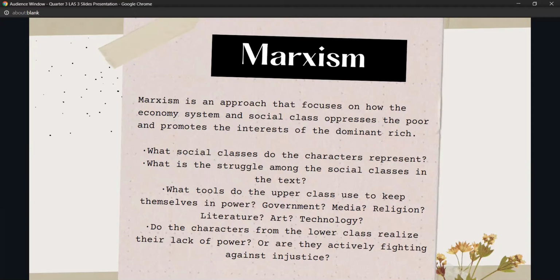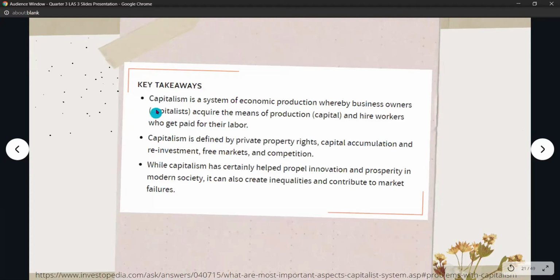Let's pick one guide question. Let's choose this third. What tools do the upper class use to keep themselves in power? Government, media, religion, literature, art, technology. Before we answer this question, I want you to know this important term: capitalism.